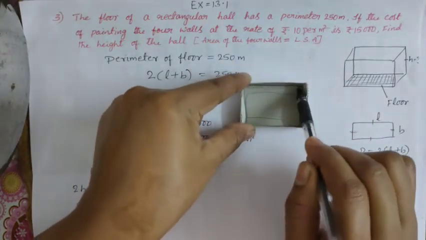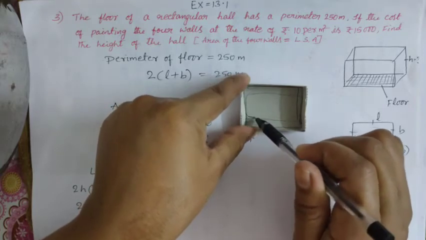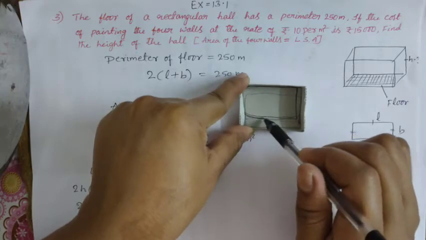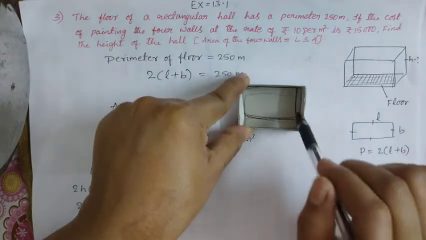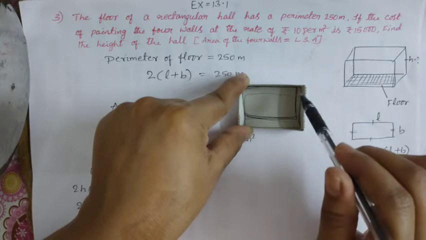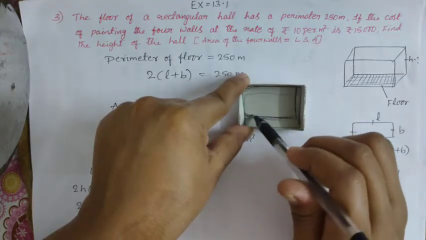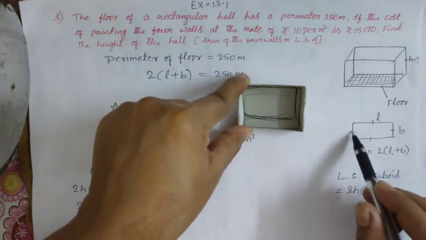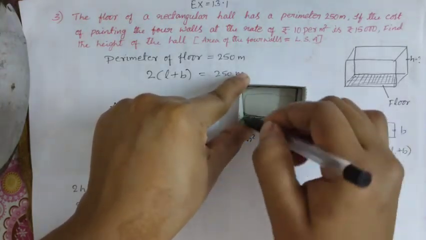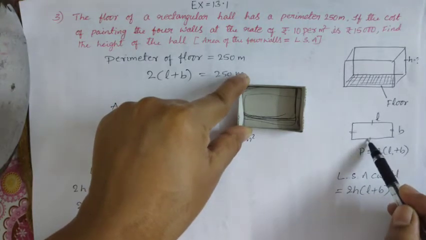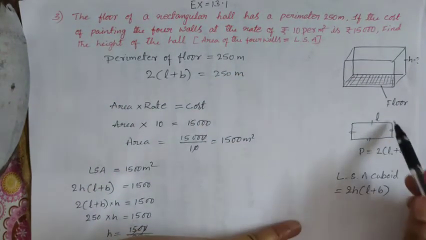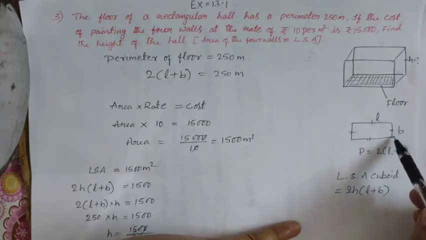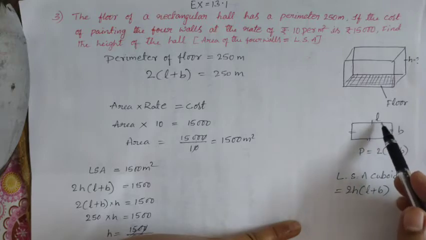Okay, so the floor of this hall is in the shape of a rectangle, and its perimeter is given. So the floor is in the shape of what? It is a rectangle. Okay, so this perimeter is given. What is the perimeter of this rectangular floor? Yes, look at this one.